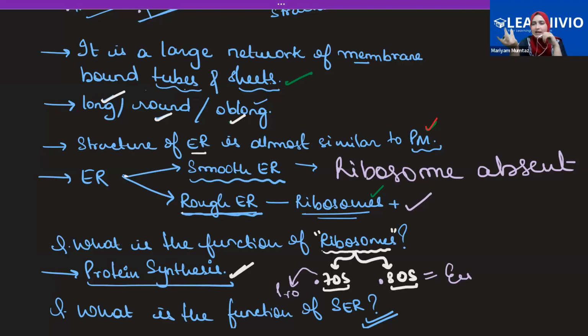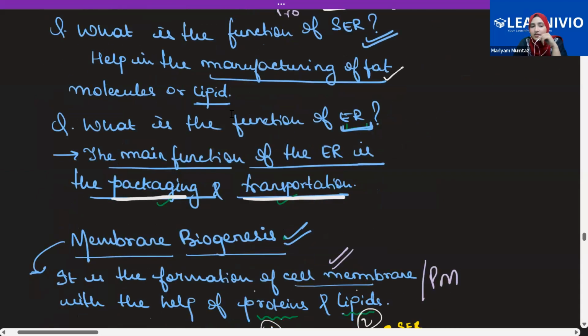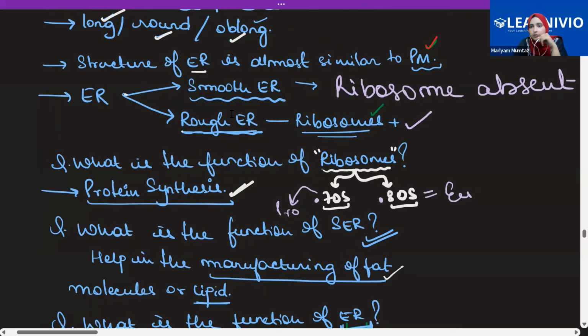Now, why are ribosomes attached? Why not anything else? Because ribosomes are those structures that are responsible for the synthesis of proteins. So it means that if the endoplasmic reticulum has ribosomes present on it, then it will be responsible for protein synthesis.